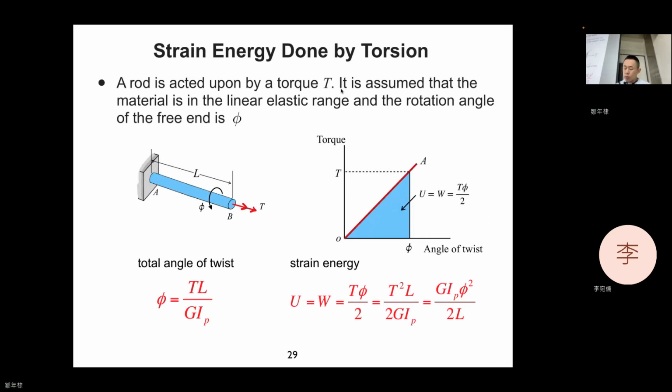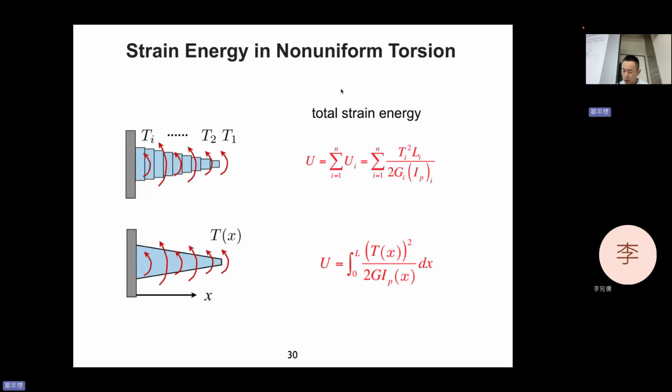You can determine the strain energy stored by the torsion using torque or torsion. It's okay, torsion or torque, they are all the same. Look at the torque versus angle of twist diagram. You calculate the area under the line, which will be a triangle because we assume the linear elastic range. So everything is similar to chapter 2.